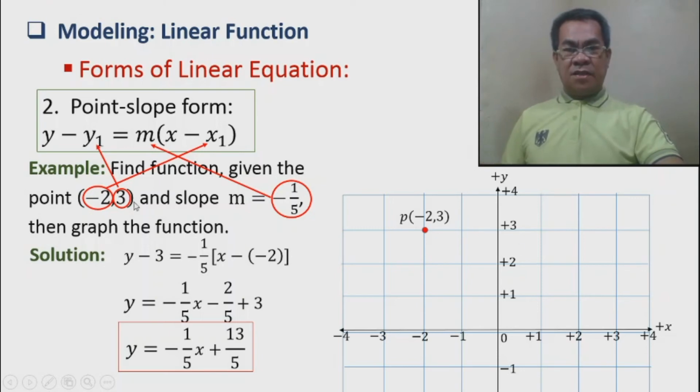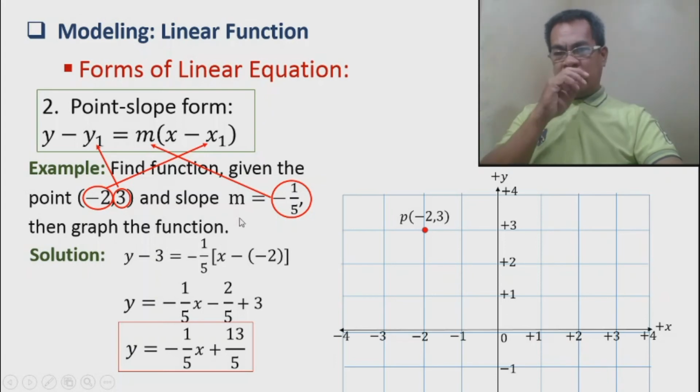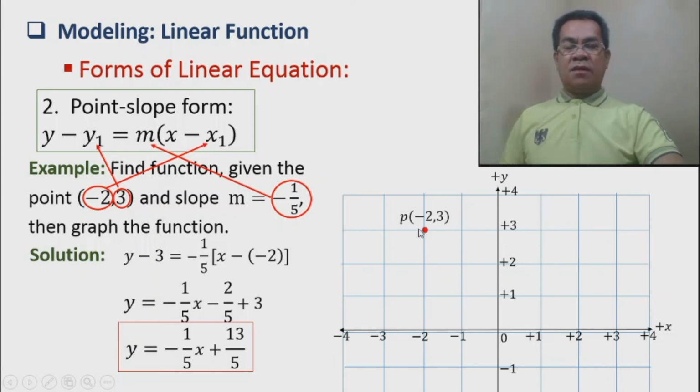So the point negative 2 and 3 is located in the second quadrant. So negative 2 and positive 3. Because in the first quadrant, all components or the members are positive. This one, second quadrant, negative, positive. In the third quadrant, all are negative. In the fourth quadrant, positive x and negative y. Okay? So this point should be located at the second quadrant.